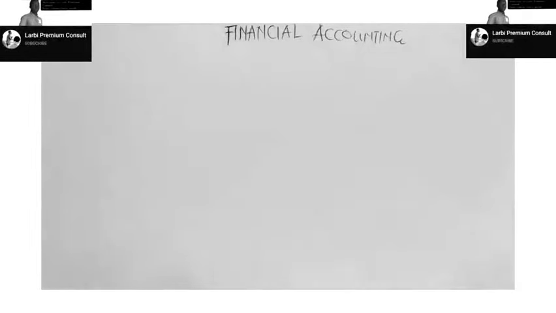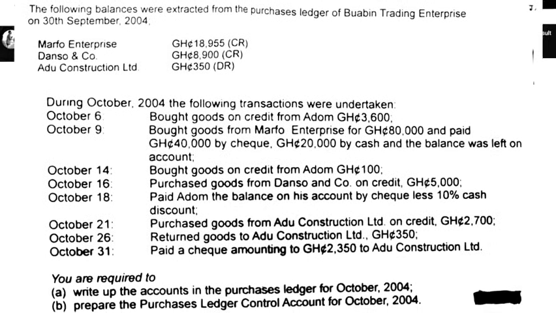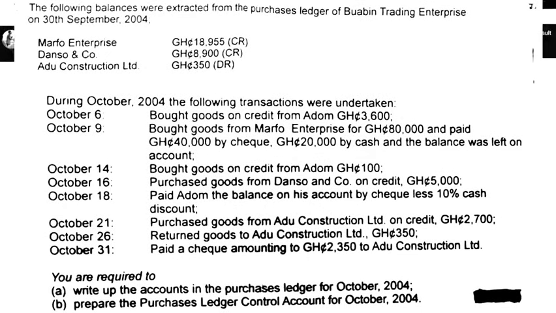So we are looking at a question on control account. So this is our first question. The following balances, as you can see on the screen, were extracted from the purchase ledger of Boabin Trading Enterprise on 30th September 2004. We have the balances for these customers that we deal with. We have Marfo, Danso and Co, Edu Construction Limited. These are their existing balances.